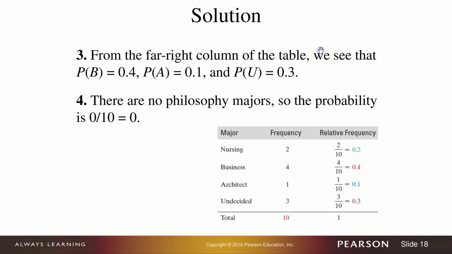So from the far right column of the table, notice that P of B, which is business, is just going to be 4/10, which is 0.4. P of undecided is just going to be 3/10, right? Now, they wanted P of philosophy. There are no philosophy majors here, right? So that's just going to be 0 out of 10 results. So therefore, the probability of one of them being a philosophy major is 0. And also notice that the relative frequency of philosophy majors in this group is also 0, right?